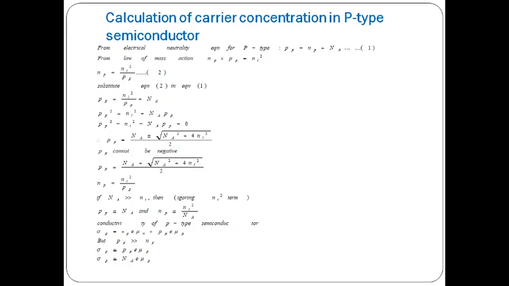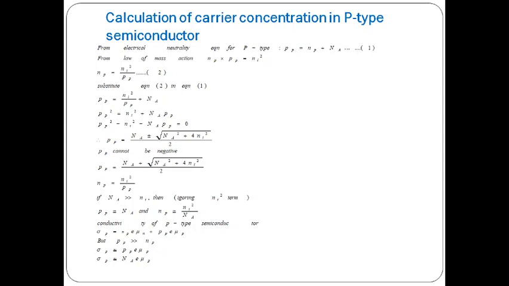Substitute equation 2 in equation 1. Pp equals Ni square by Pp plus Na. So we can write the quadratic equation Pp square minus Na Pp minus Ni square equals 0. The solution for the quadratic equation is minus b plus or minus root of b square minus 4ac by 2a. We know here b is minus Na, a equals 1. So therefore Pp equals Na plus or minus root of Na square plus 4Ni square by 2.